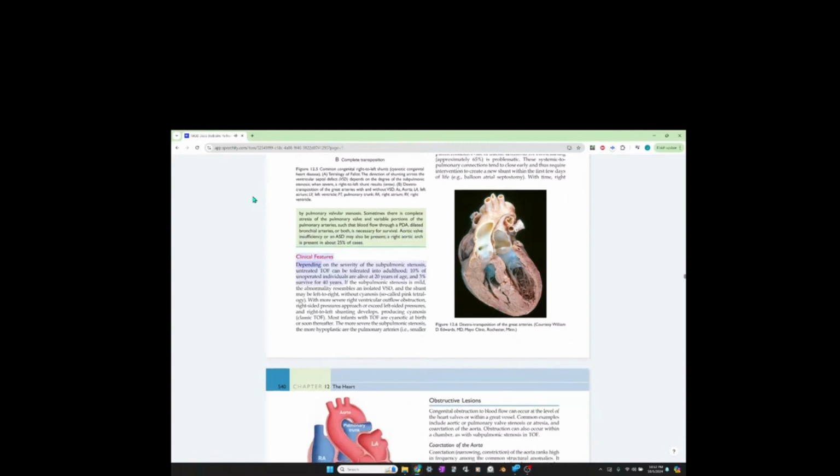Clinical features depend on the severity of the subpulmonic stenosis. Untreated TOF can be tolerated into adulthood. 10% of unoperated individuals are alive at 20 years of age, and 3% survive for 40 years.